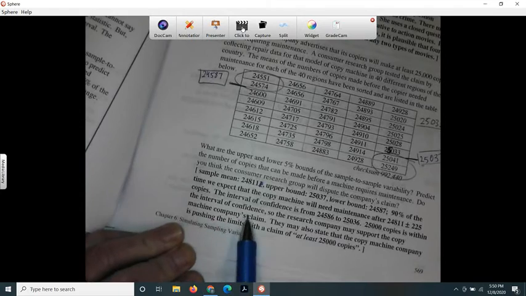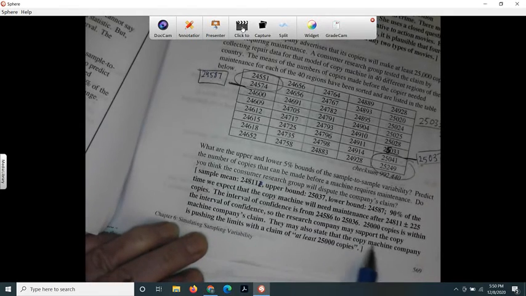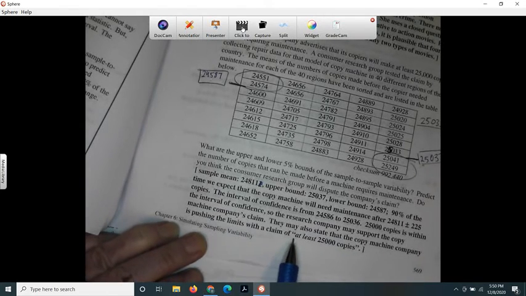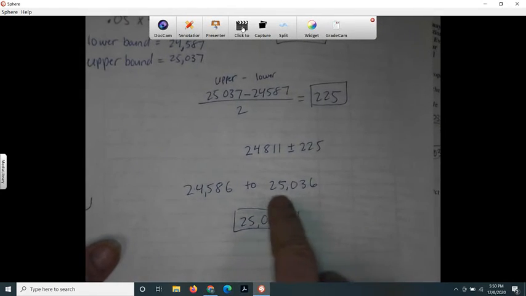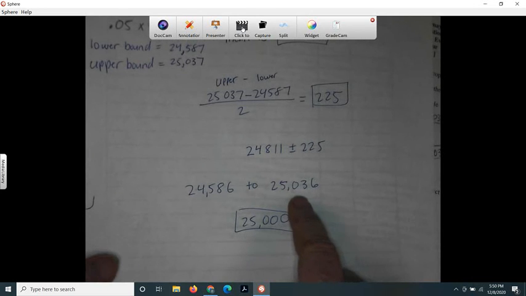Here's what the answer key says. It says the interval of confidence, that's what we already got. It says 25,000 copies is within the machine company's claim. They may also state that the copy machine company is kind of pushing the limit with a claim of at least 25,000. Because really 25,000 is kind of pushing it. It's getting very close to the outside end of our interval there.